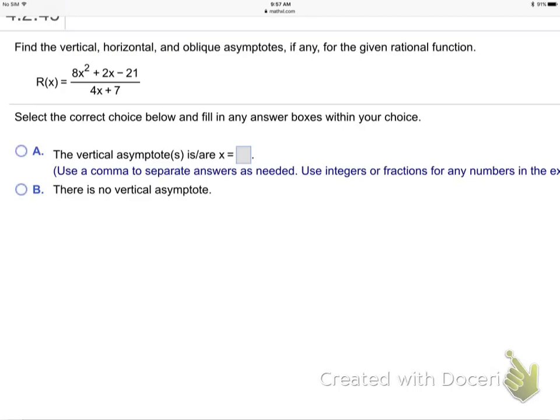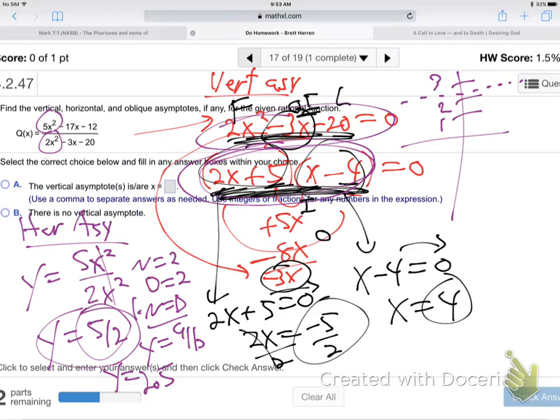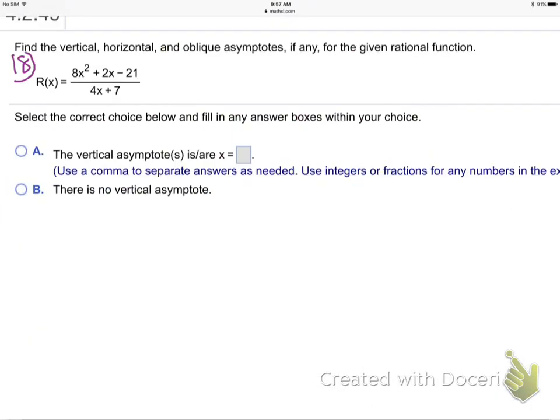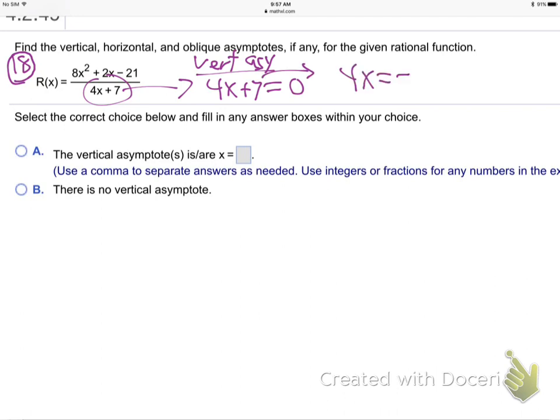So this is question 18. Oh, I just hit the button. There we go. Question 18. Okay, so the vertical is simple enough. Vertical asymptote, just grab that denominator. Say, hey, denominator, you got to be 0. Jump that over. 4x is minus 7. Divide by 4. X is minus 7/4. Good so far? That one's simple enough.